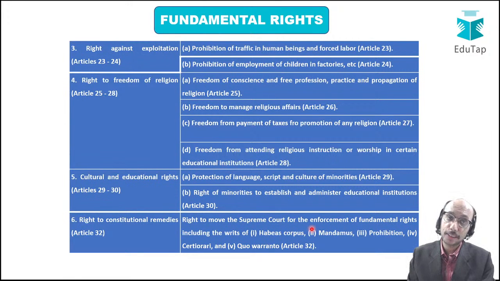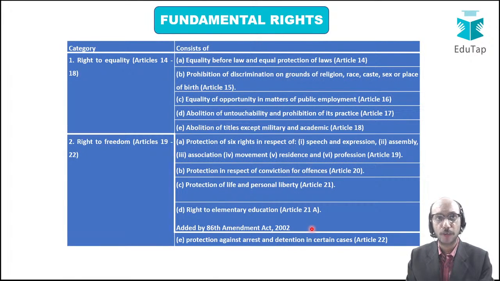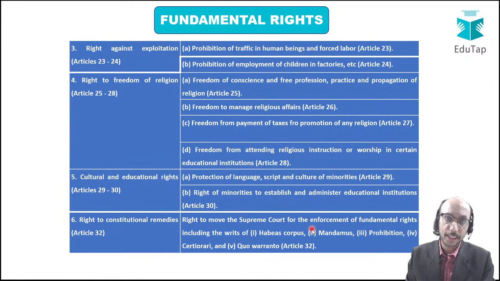So this is the table that you should take a screenshot of, right? Right to equality 14, 15, 16, 17, 18. Right to freedom 19, 20, 21, 21A, 22. Right against exploitation 23, 24. Right to freedom of religion 25, 26, 27, 28. Cultural and educational rights 29 and 30. Constitutional remedies 32. I am parroting this not for myself.